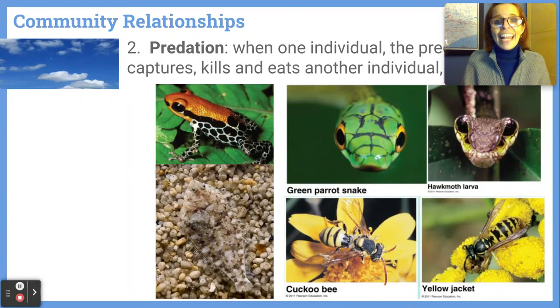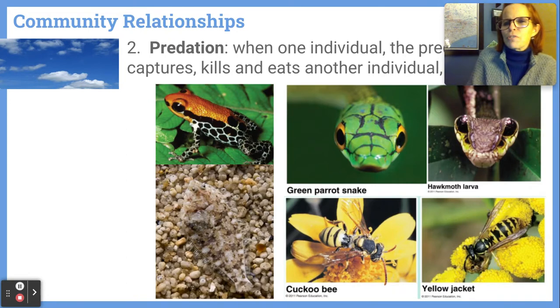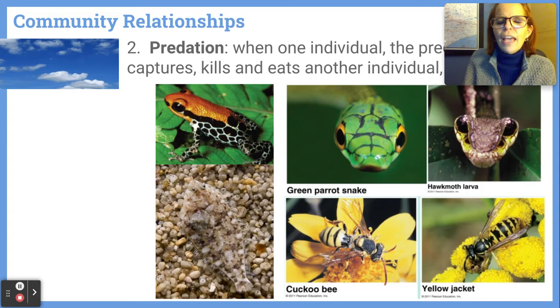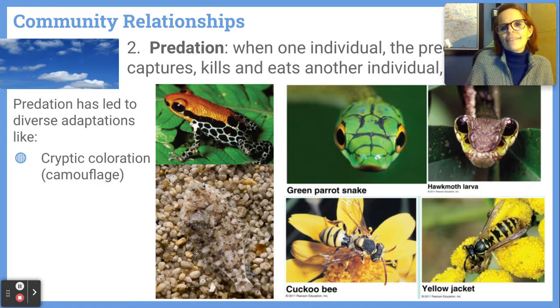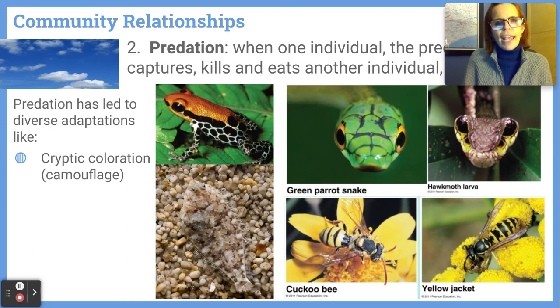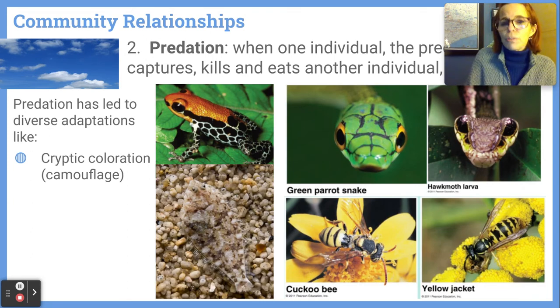All right, the next type of community relationship. So number one was competition. Number two is predation. Everybody knows what predation is. When one individual, the predator, captures, kills, and eats another individual, the prey. All right, predation has led to diverse adaptations like cryptic coloration. You probably have heard it called camouflage.